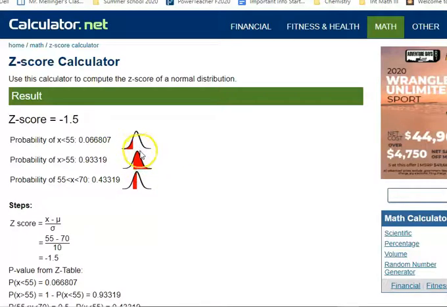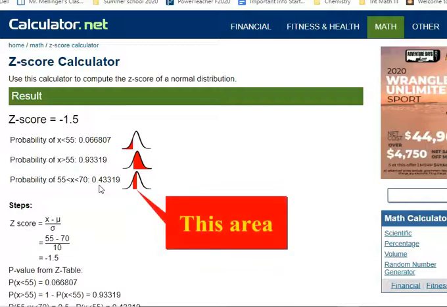So those top two added together are 100%. But again, this is like the very first question we just did. It wants to know between 55 and 70. So we're going to have to do this in two parts. So between 55 and 70 is 0.433. Okay, and that's this right here. It's this area right here between 55 and 70.